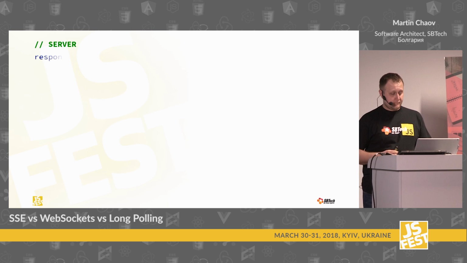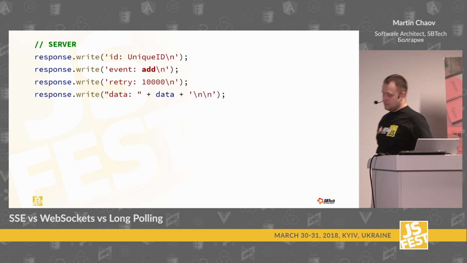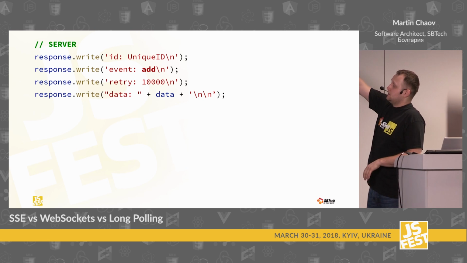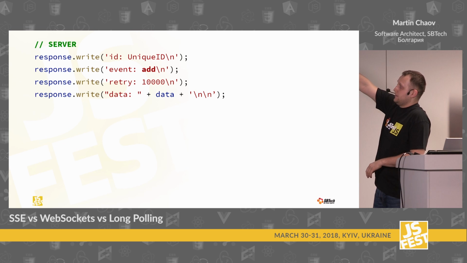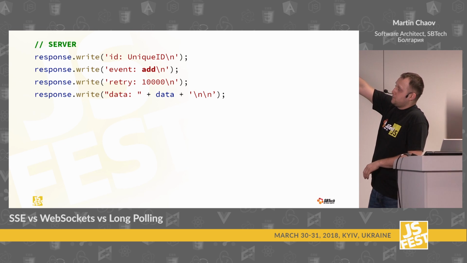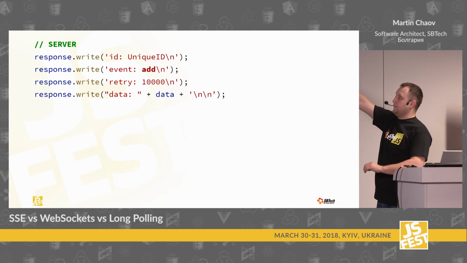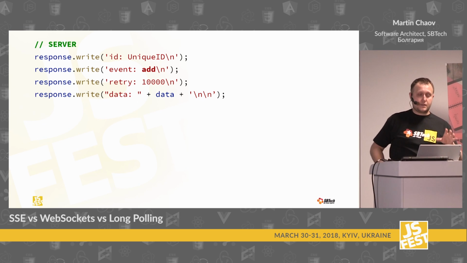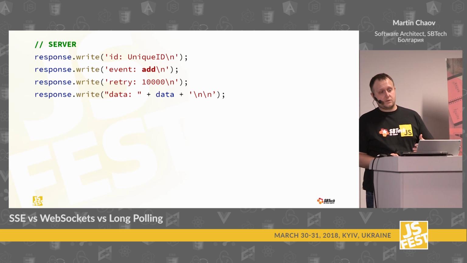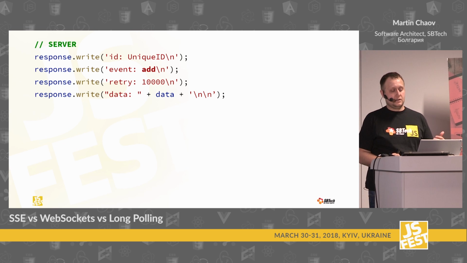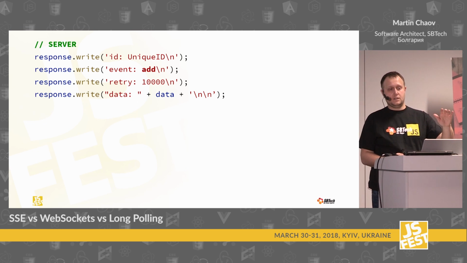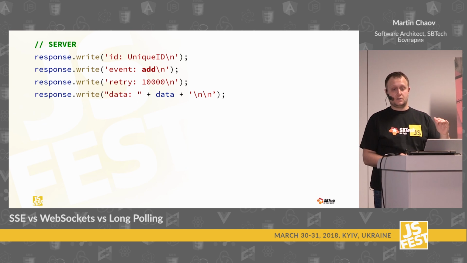So, let's just look at the contract. We have unique ID, we have the event, we have this retry parameter, and we have the data. Now the retry parameter is very interesting because it can allow the server to say to the client, stop asking me for data, hold the connection, and close the connection.